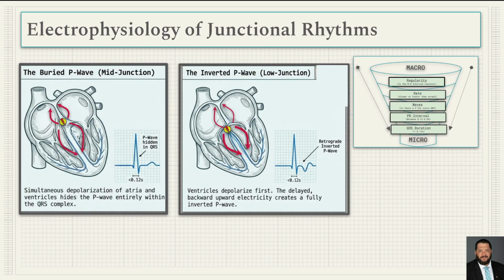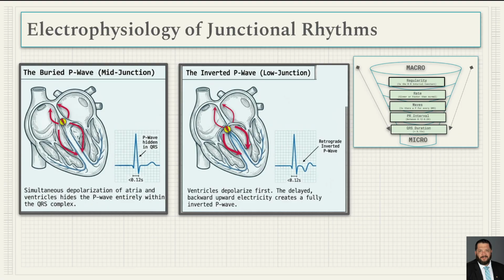When we talk about the electrophysiology of junctional rhythms, there are some things that produce some changes within the QRS and P wave relationship. We typically see two types of quote-unquote P waves when we look at junctional rhythms. The first is a buried P wave, and this occurs when the electrical foci is higher up in the junction. And this means that the atria and the ventricles are depolarizing at the same time, and so the P wave is present, but it's hidden within the QRS complex.